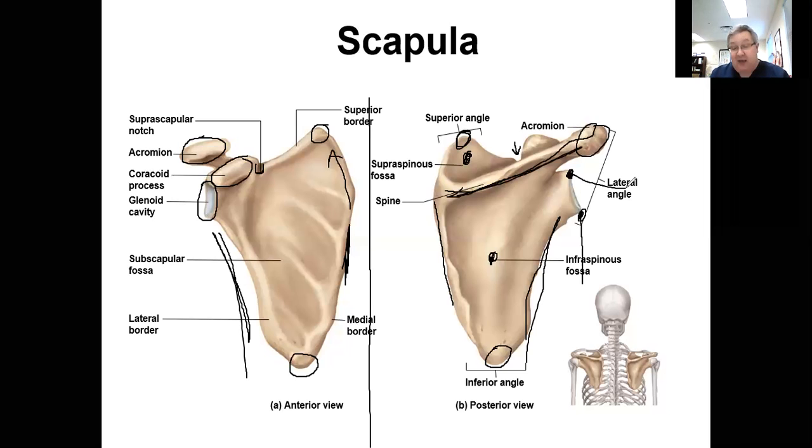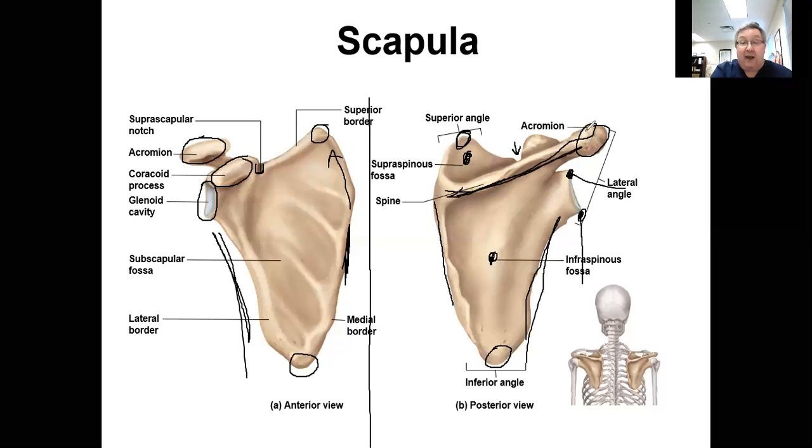The spine of the scapula has muscles. The lower trapezius, remember, the lower trapezius goes from T12 up to the spine of the scapula. And the posterior deltoid, all right, the muscle that does extension of the shoulder and the muscle that does horizontal abduction, comes from the spine of the scapula.